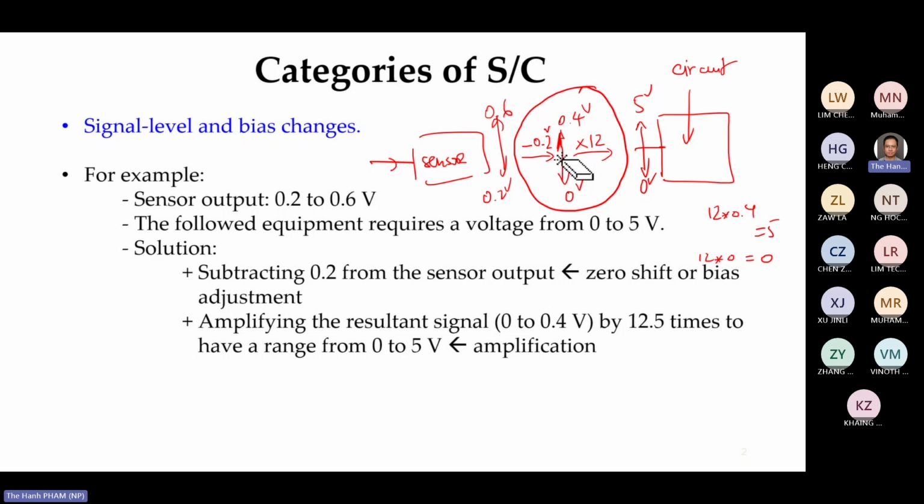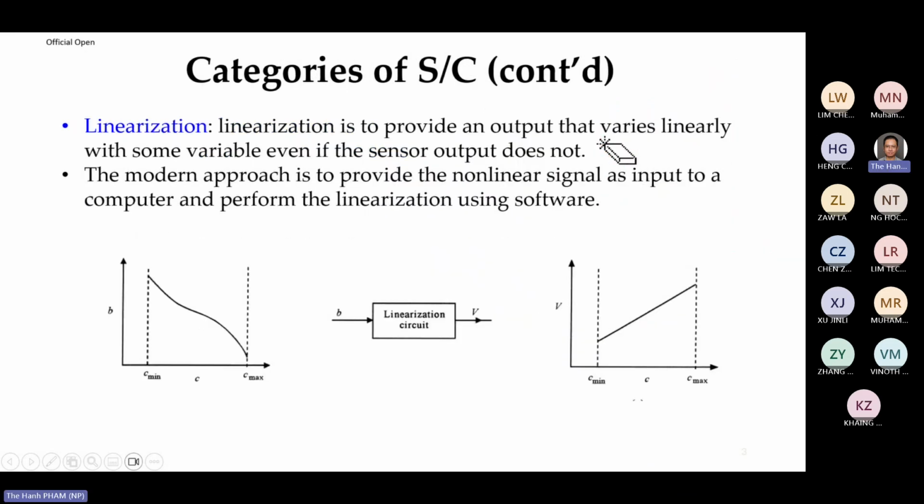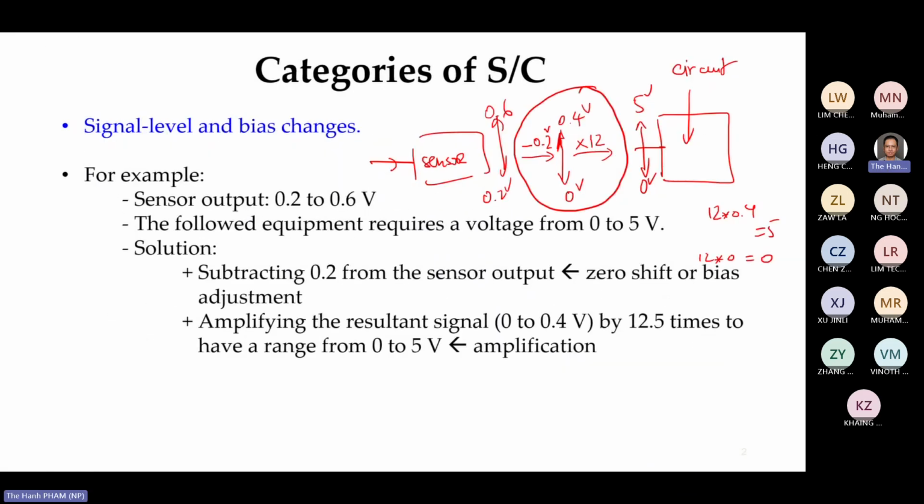So this is a very common example. We have to design a circuit in such a way that it can subtract 0.2 volt and then amplify by a gain of 12. So that's one example.